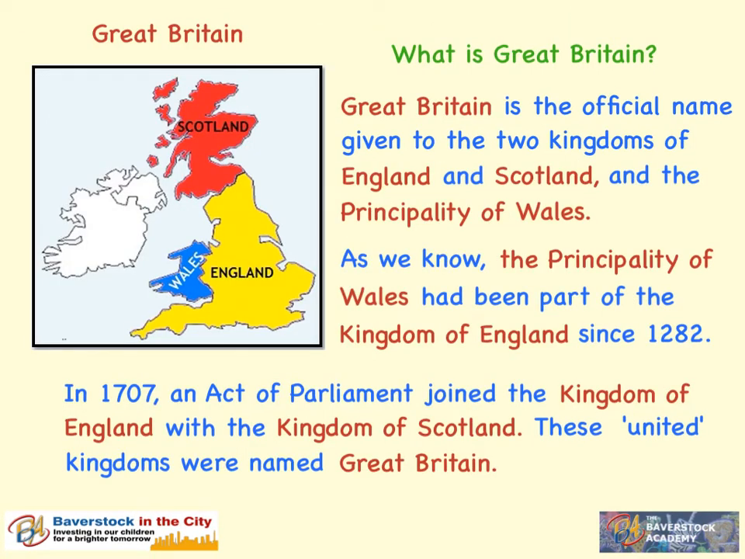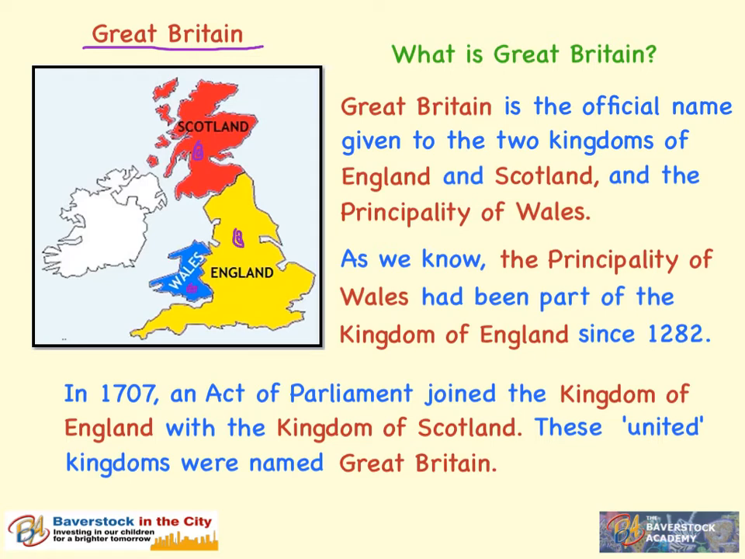We have had a look at the 4 countries that make up the United Kingdom. We'll now have a look at Great Britain, which isn't the same as the United Kingdom. So what is Great Britain? Great Britain is the official name given to the 2 kingdoms of England and Scotland and the Principality of Wales.